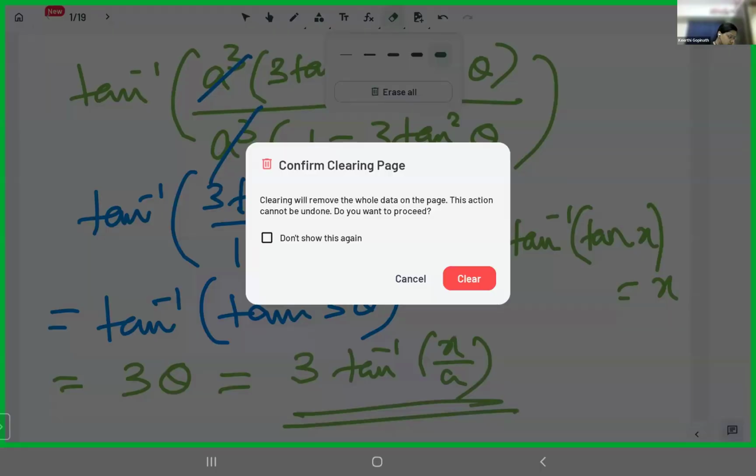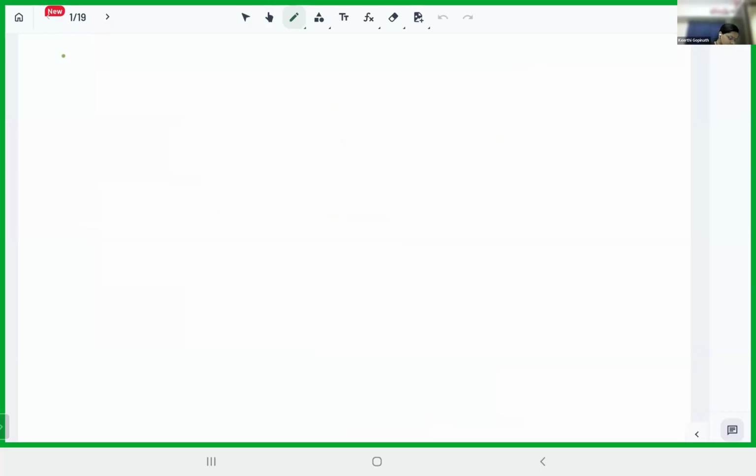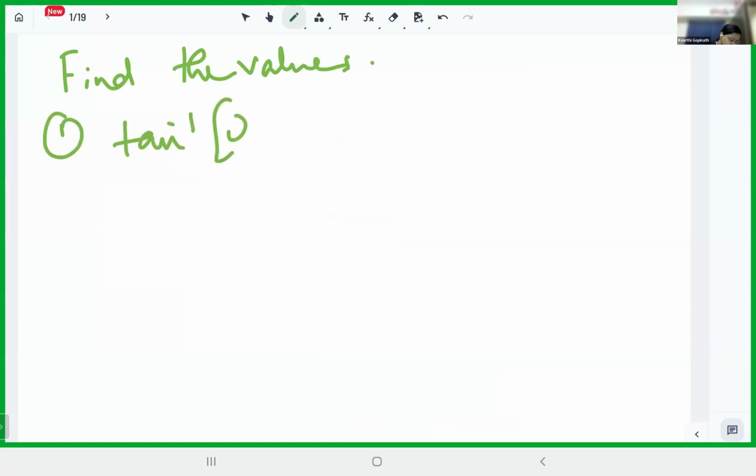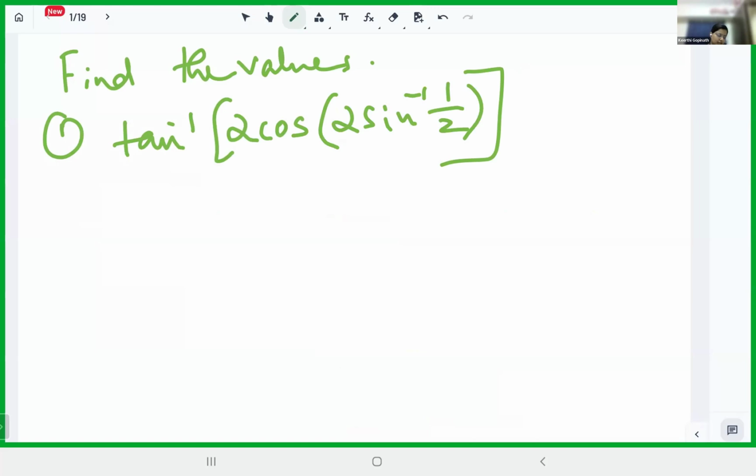Now, the next question is to find the values of the following. Okay, we have to find the values. First one: tan inverse of 2 cos 2 sine inverse of 1 by 2. Find the value of tan inverse of 2 cos of 2 sine inverse 1 by 2.